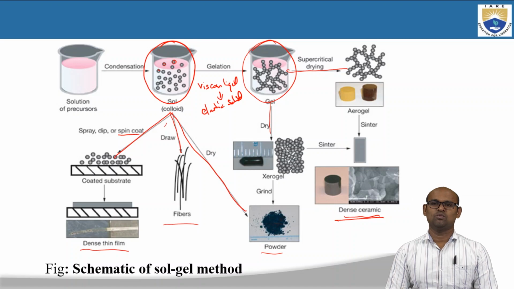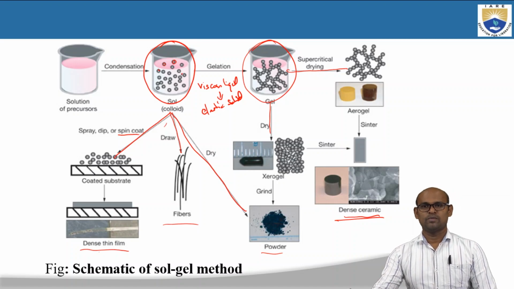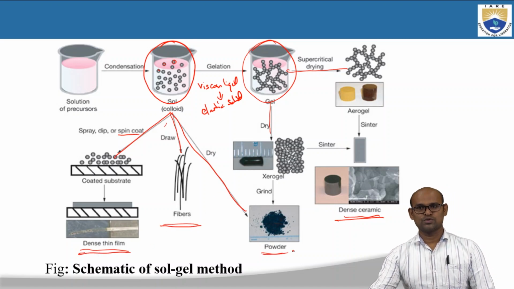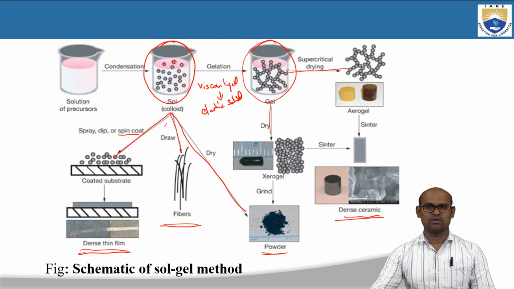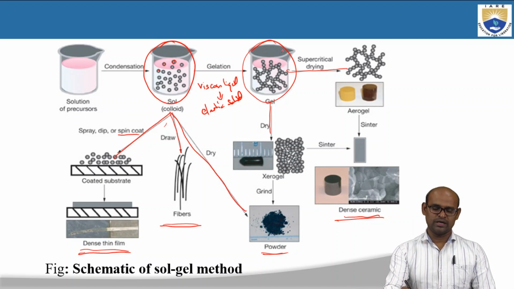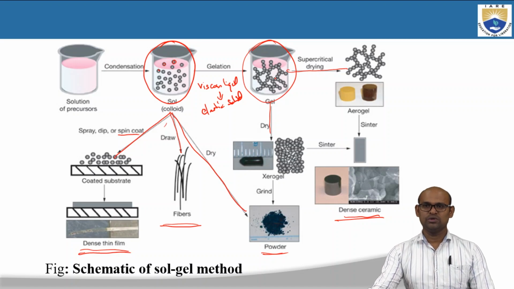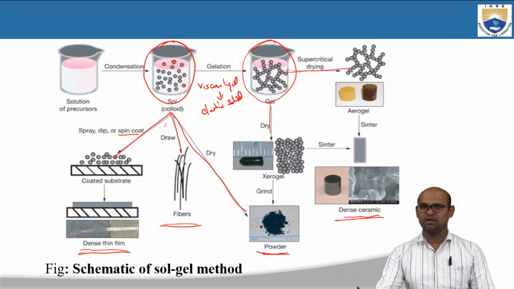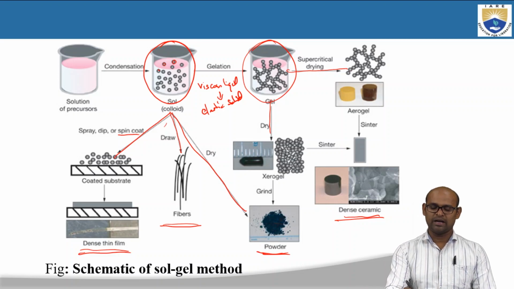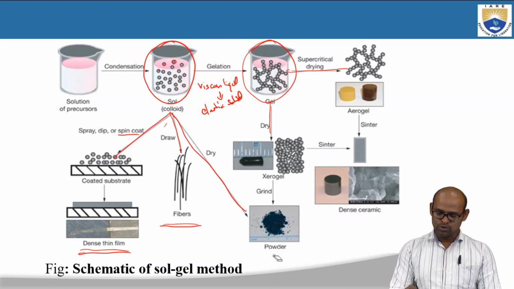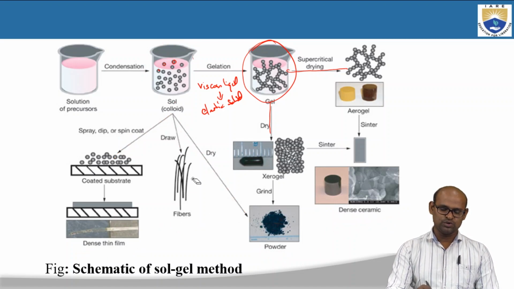So in the sol-gel method, once you prepare the solution, from the solution itself you can prepare thin films, fibers or powders by drying or coating. Or if you wait for the gelation time, you are going to get a gel. From the gel also you can prepare powder, and by doing supercritical drying of this gel, you can prepare dense ceramic material. So you can prepare a variety of materials using this sol-gel method.